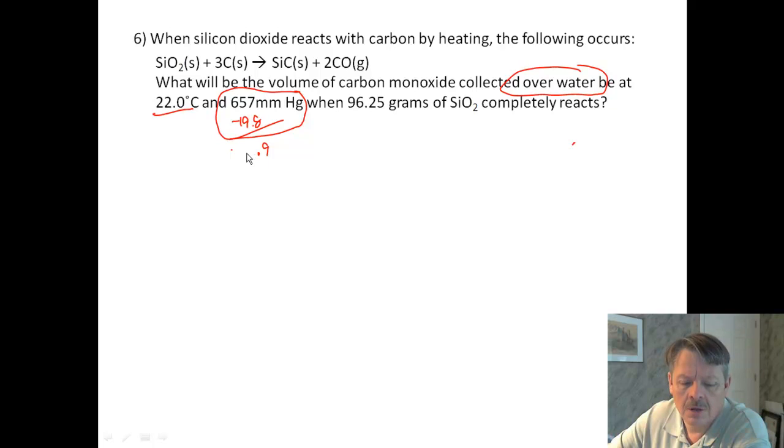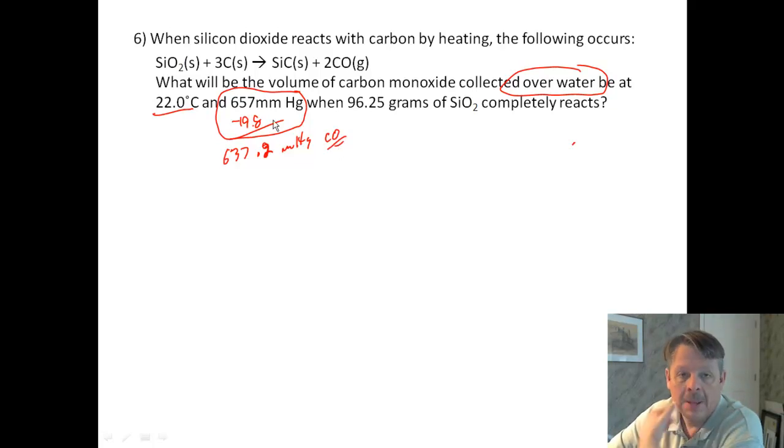That's not right. 8 from 7 is 9. Did not do that right. 637? 637.2. Sorry, 637.2 millimeters of mercury. All right, so that's our pressure of carbon monoxide, of CO.